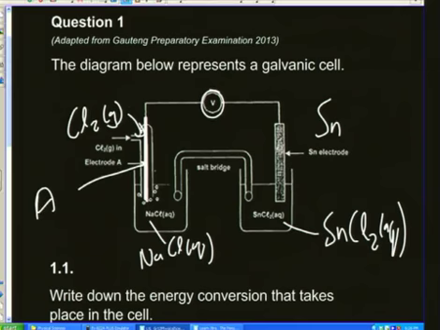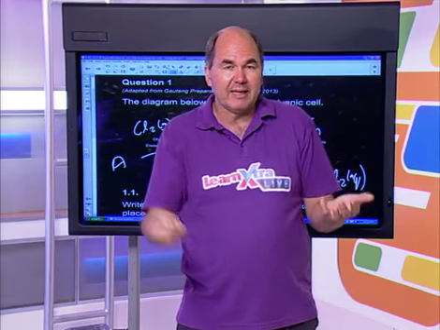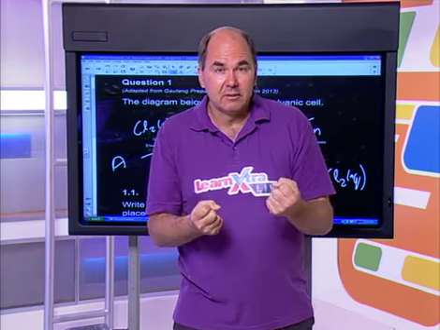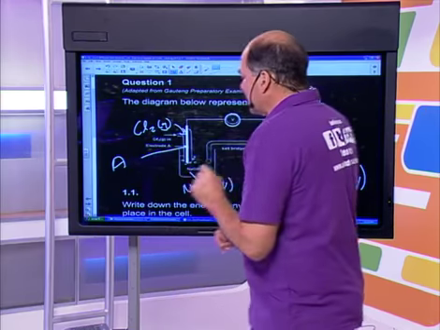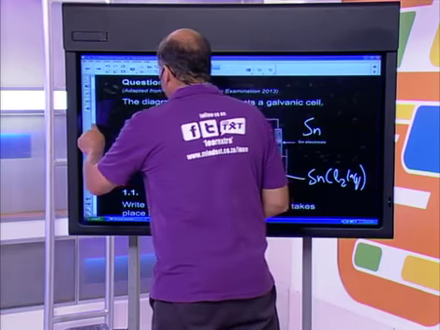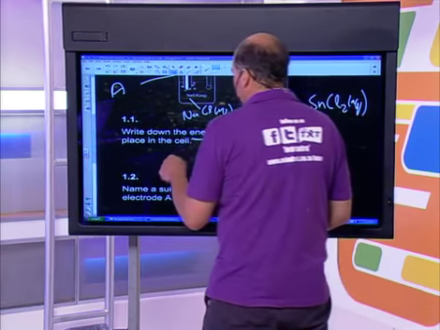Now, when you're given something like this, you've got a salt bridge in place. One side has got gas bubbling through it. The other side is a solution with a metal inside it. You know that this is a galvanic cell. It's just like the one that we did in our example, the zinc copper cell. And so we know it's a galvanic cell, and we're asked to write down what the energy conversion is that takes place in the cell.